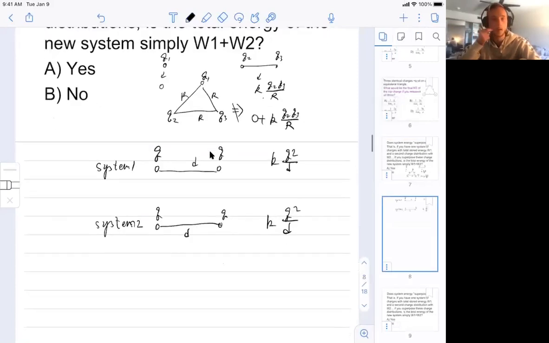But when you bring them together, you can see that you need to consider this one with these 2 charges, another charge, and this one with this charge. So you have multiple pairs. So it's no longer simply W1 plus W2. W total is not W1 plus W2, because during the process, when you bring them together, you are bringing a charge into an existing electric field. You have to do some extra work.